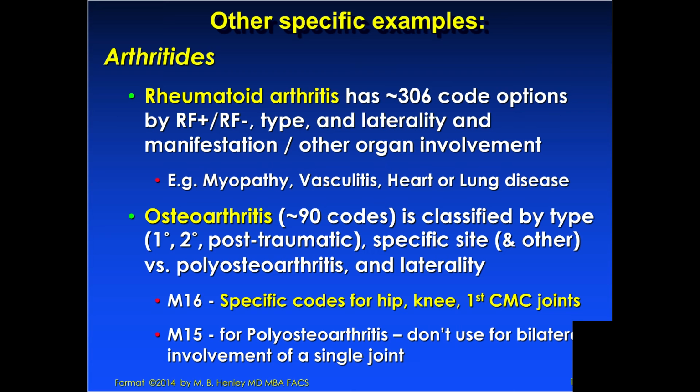Osteoarthritis has 90 codes and is classified by type, primary, secondary, or post-traumatic arthritis, and specific site. There are only specific osteoarthritis codes right now in ICD-10 for the hip, the knee, and the base of the thumb, the first carpometacarpal joint. There is a code for polyosteoarthritis, but you don't use that for bilateral osteoarthritis if it's bilateral hips. That's not poly. Poly is different sites in the skeleton, not just left and right.